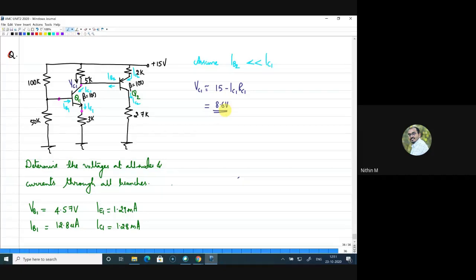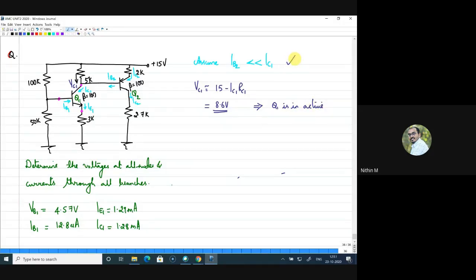Again, my initial assumption was Q1 is active. Now, seeing VC1 as 8.6 and VB as 4.7, definitely the emitter-base junction is forward biased and the collector-base junction is reverse biased. This ensures that Q1 is active, right? I'll definitely validate this at the end.